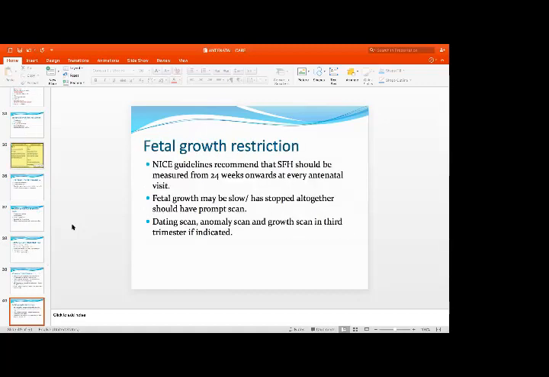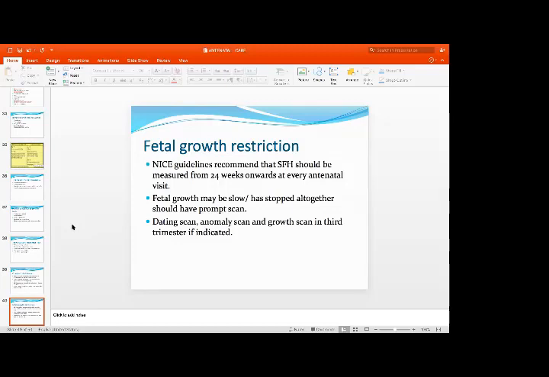Now, fetal growth restriction. Sometimes the baby is not growing according to the gestational age. When you measure the fundal height, it is less than the gestational age. So in those conditions, either the baby is small for gestational age, that is, constitutionally small, or there is fetal growth restriction, that is, the baby is not growing properly.